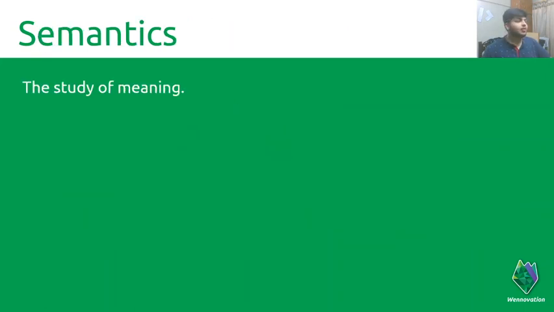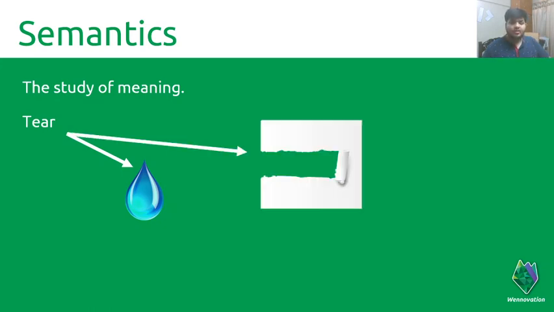What is semantics? As I mentioned earlier, the basic definition of semantics is the study of meaning. But how do you study a meaning? Well, consider the word tear. If I ask you what this word really means, you could think of a tear as an eye drop being shed from a human eye, or a tear could be simply tearing a paper or tearing something. So how do you get it?